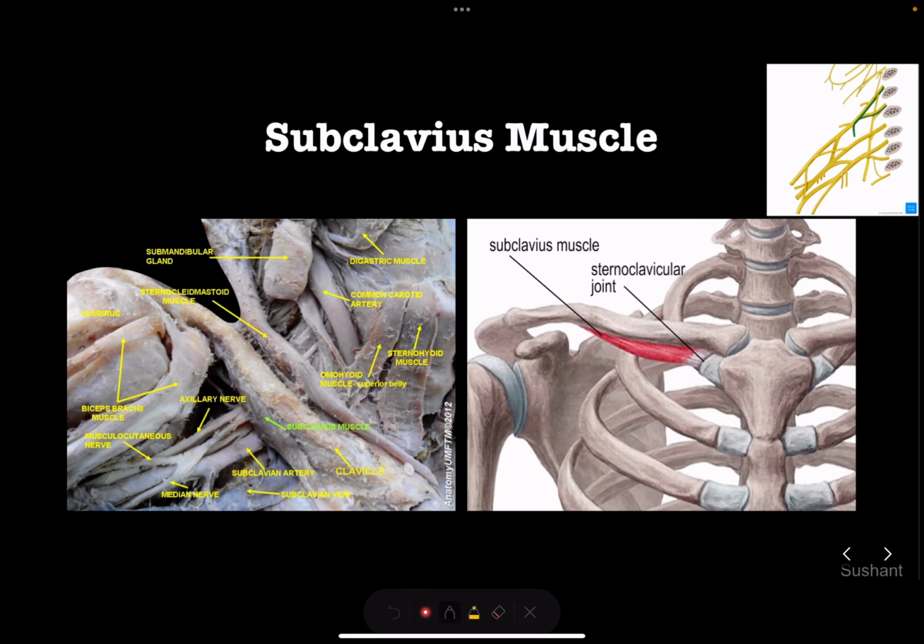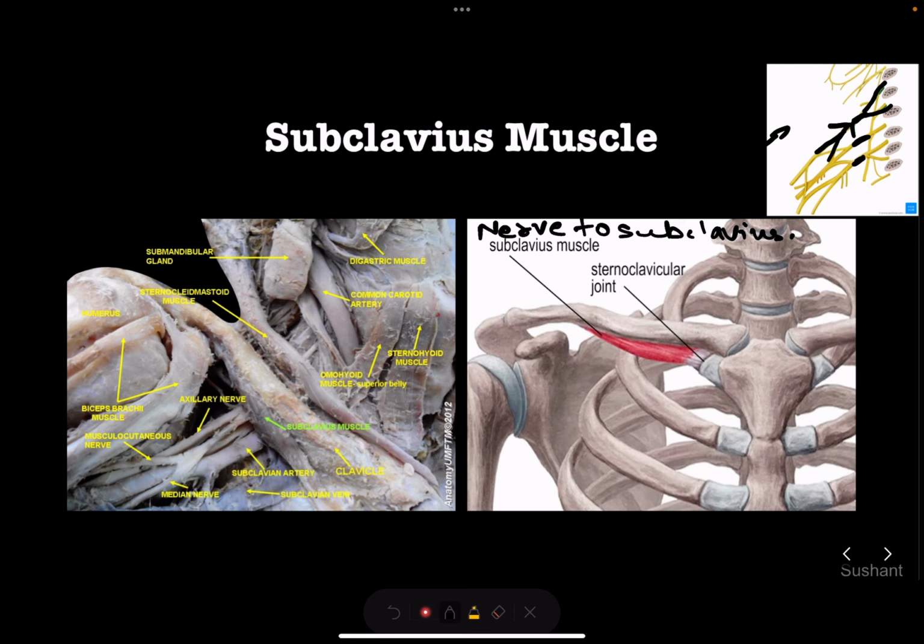Now what is the nerve supply of the subclavius? The subclavius muscle is supplied by the nerve to subclavius. This nerve to subclavius actually is a branch of the upper trunk of the brachial plexus. In this picture, we can see the upper trunk of the brachial plexus, middle trunk, lower trunk. The upper trunk is formed by C5, C6 roots and soon divides into an anterior division and a posterior division.